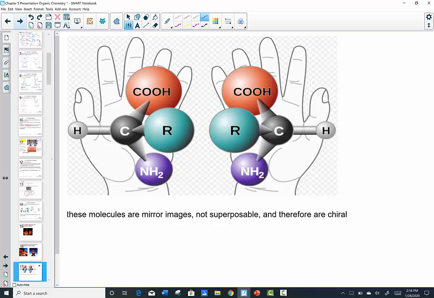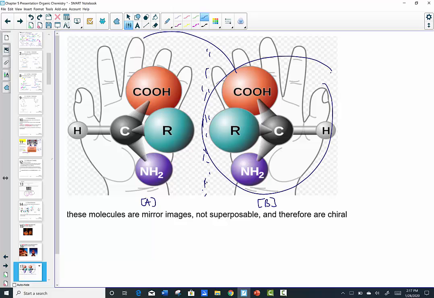Molecules exhibit handedness as well. These molecules are indeed mirror images. So if I put a mirror right here, this is the reflection. I would say compound B is the mirror image of compound A. And yet, they are non-superimposable mirror images. Imagine just picking this molecule up and overlaying it on this side.